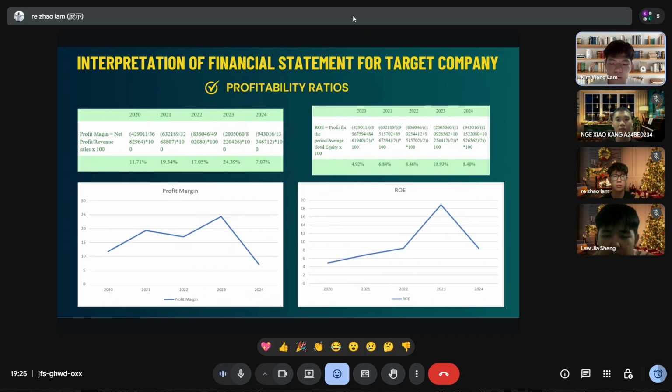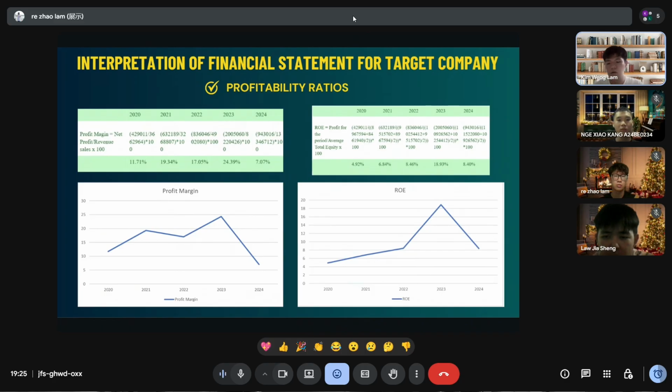In 2023, profit margin reached its highest level at 24.39%, indicating exceptional profitability, mainly from high-margin infrastructure and overseas projects. Unfortunately, the profit margin fell sharply to 7.07% in 2024, reflecting higher operating and financing costs.